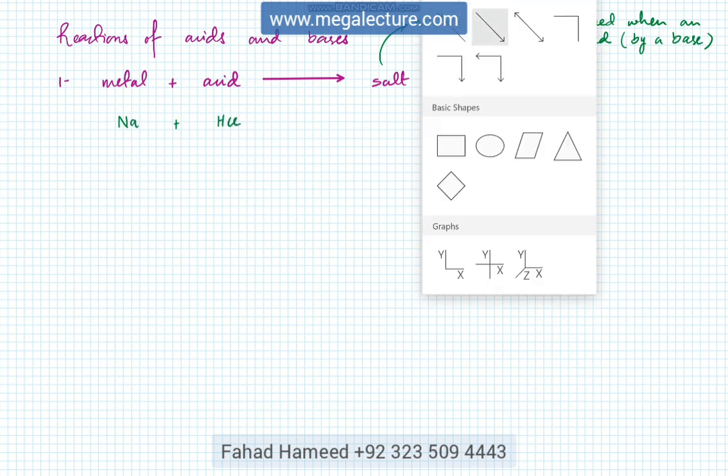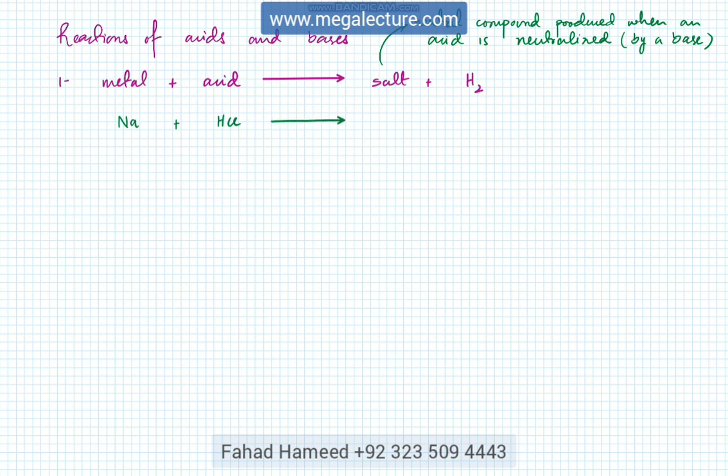What's going to be produced is a salt and an H2 gas molecule. So what will happen is the Na is going to come and displace the H over here, and as a result, the H is going to get knocked out. Na is going to take its place.